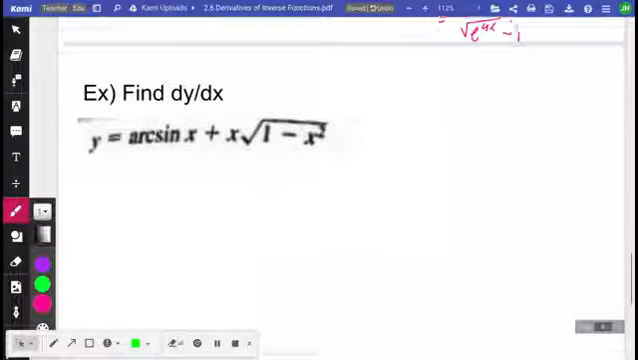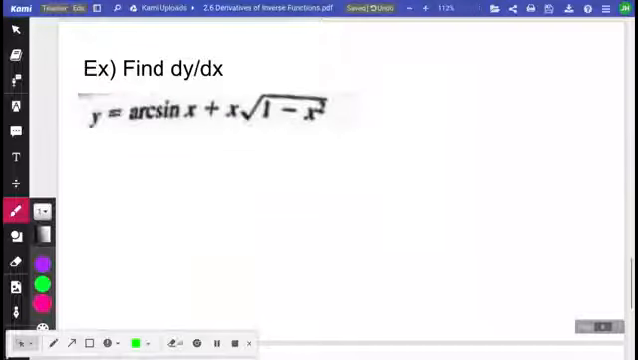All right, so we'll take it up a notch. So we're going to combine some concepts. So we still have our arcsine. Okay, so we'll use the rules we've been doing. And then we have this, which is just a product. Okay, so we'll use our product rule and chain rule.